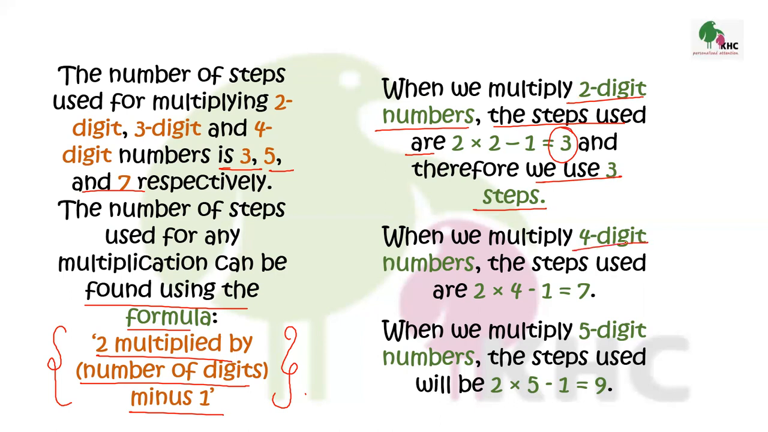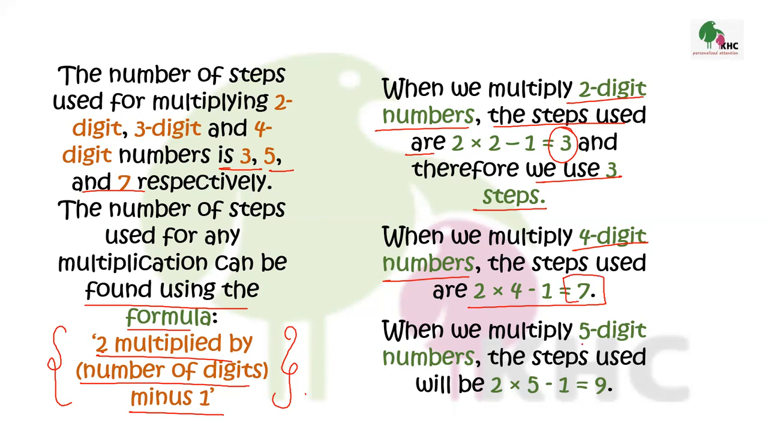Whenever we multiply 4-digit numbers, the steps used again follow the formula 2 multiplied by the number of digits. So for 4-digit numbers, the number of digits is 4. 2 times 4 is 8, minus 1 is 7. So therefore 7 steps are involved in 4-digit multiplication.